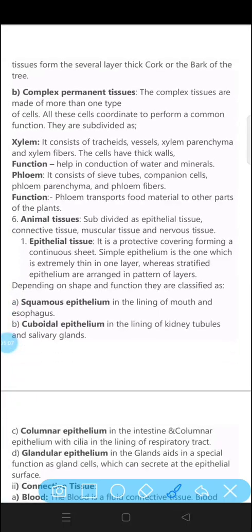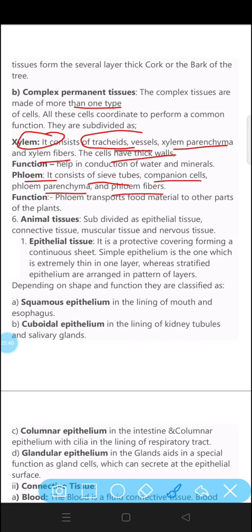Next is complex permanent tissue. The second type of permanent tissue is complex permanent tissue. They are made up of more than one type of cell. The different types of complex permanent tissue are xylem and phloem. Xylem consists of four different components. They are tracheids, vessels, xylem parenchyma and xylem fibers. They have thick cell walls. The cells have thick walls. Phloem consists of four components, that is sieve tubes, companion cells, phloem parenchyma and phloem fibers. The function of the phloem is to transport food material to other parts.